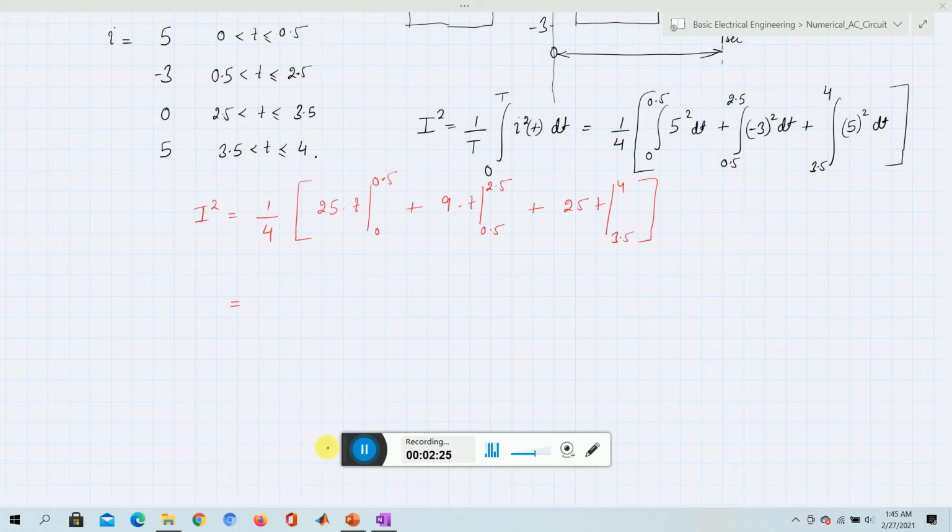So we take the integration, the integral of dt is t, and putting the limits from 0 to 0.5, we can write this as 25 times 0.5 minus 0, and 9 times 2.5 minus 0.5, which is 2. Then it is 25 times 4 minus 3.5, which is 0.5. Then let us calculate this.